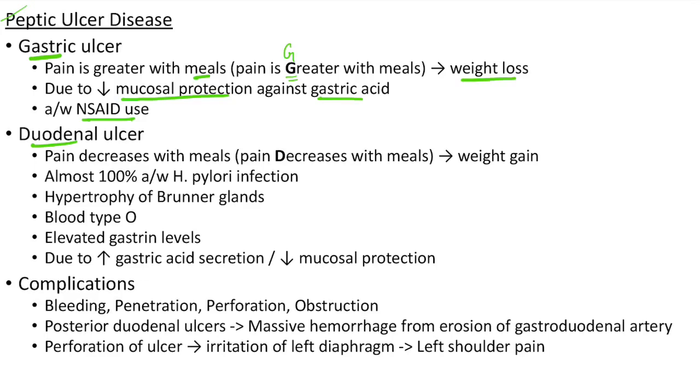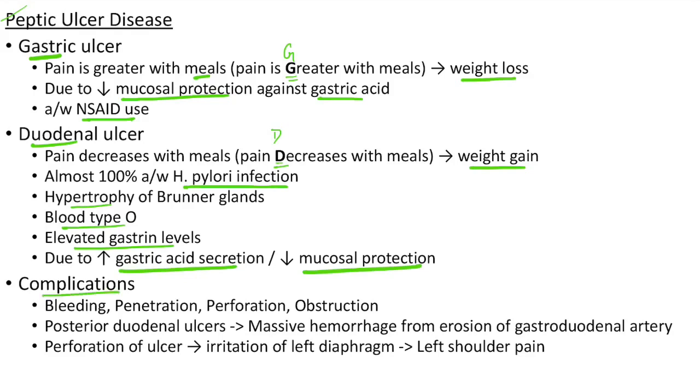In this case, pain decreases with meals. A mnemonic to remember here is in case of duodenal ulcer, the pain decreases with meals. This causes weight gain. Duodenal ulcer is almost 100% associated with Helicobacter pylori infection. In this case, there will be hypertrophy of Brunner glands. It is also associated with blood type O and elevated gastrin levels. Duodenal ulcer can occur due to elevated gastric acid secretion or due to decreased mucosal protection.